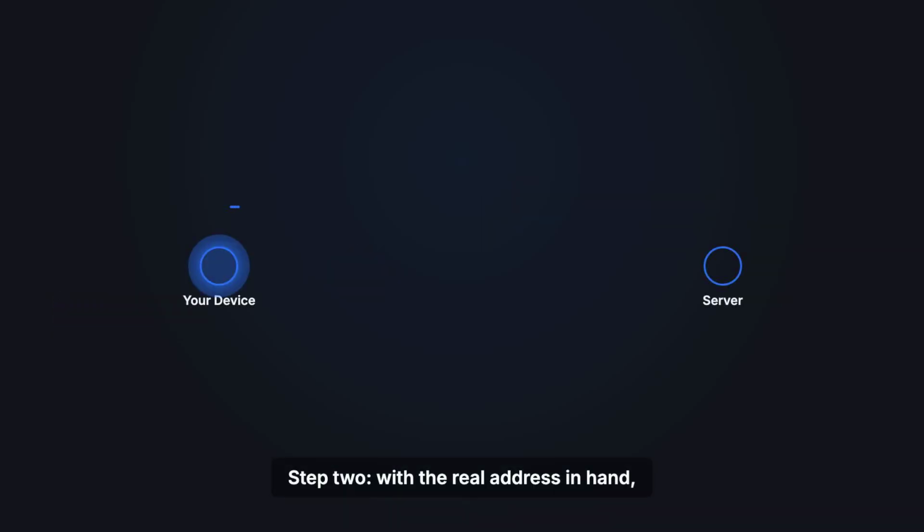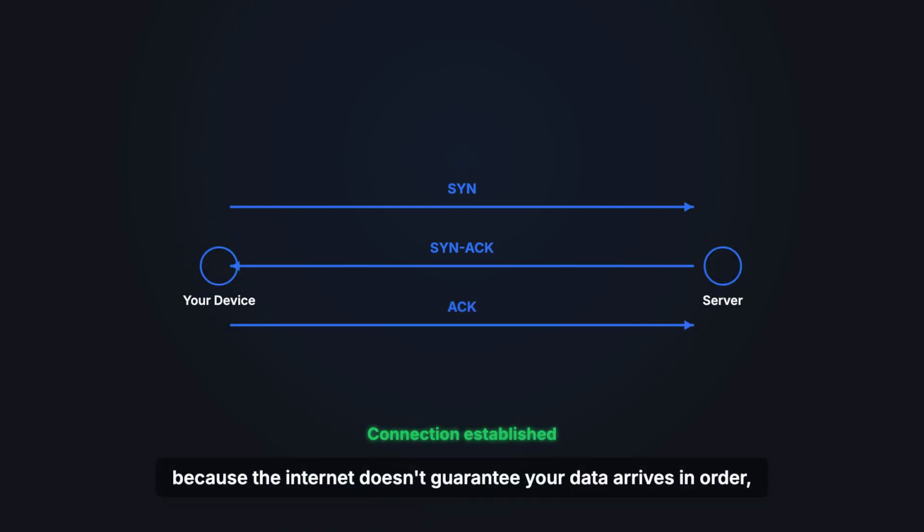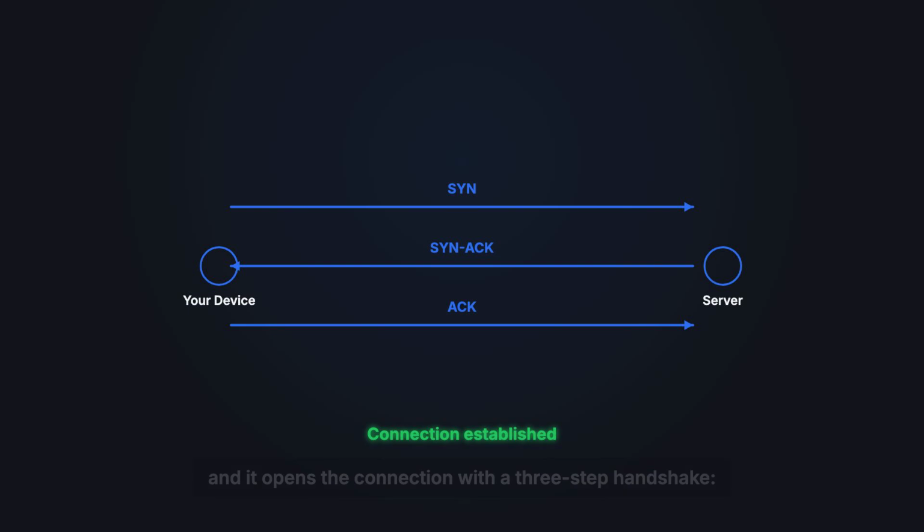Step 2. With the real address in hand, your computer needs to actually open a reliable connection, because the internet doesn't guarantee your data arrives in order or even arrives at all, unless something enforces that. That something is called TCP, and it opens the connection with a 3-step handshake. Your computer says, "Can we talk?" The server replies, "Yes," and "Can you confirm?" Your computer replies, "Confirmed." 3 messages, and now there's a reliable channel open between your machine and the server that might be on the other side of the planet.